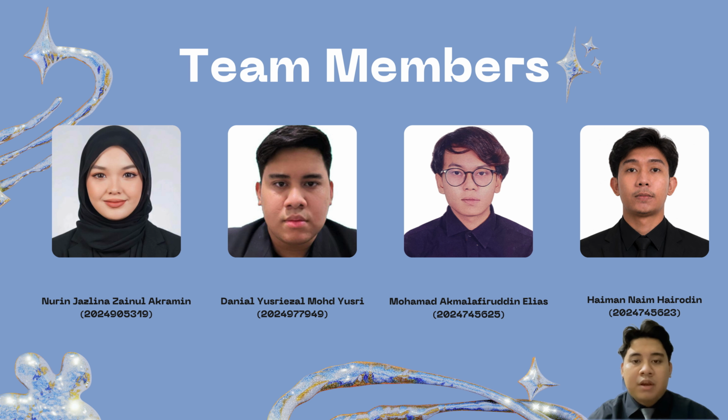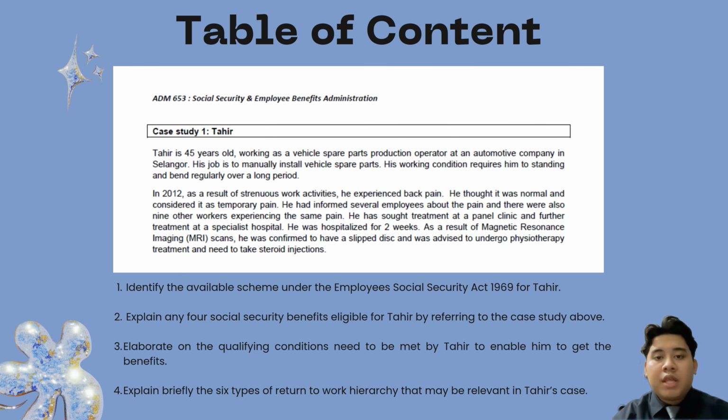Next, we move to the table of content. The first question is identify the available scheme under the Employee Social Security Act 1969 for Tahir. The second one is explain any four Social Security benefits eligible for Tahir by referring to the case study above. The third one is elaborate on the qualifying conditions need to be met by Tahir to enable him to get the benefits. Last but not least is explain briefly the 6 types of return to work hierarchy that may be relevant in Tahir case. Next, we move to the first question, which is question 1.